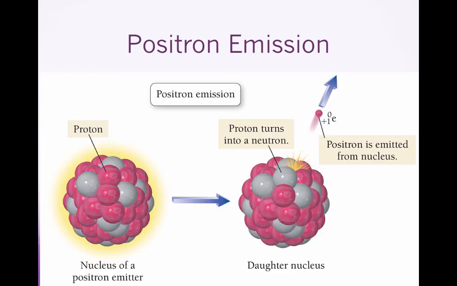So here's a picture of that. Here we have the nucleus of our positron emitter, we have a proton, it turns to a neutron, and emits a positron, which we write the same as we write the electron, but instead of -1, it's +1 down here. Just the charge is different.